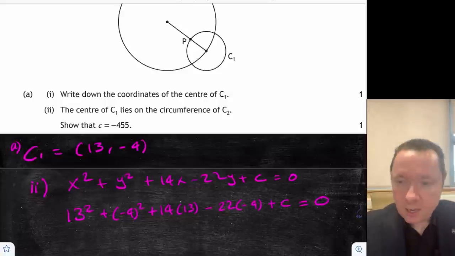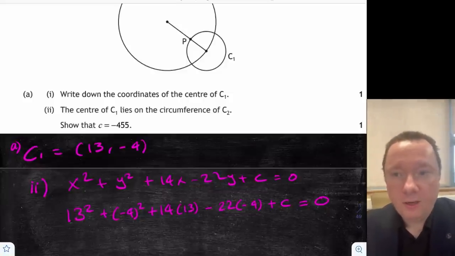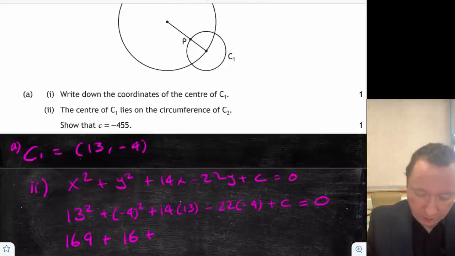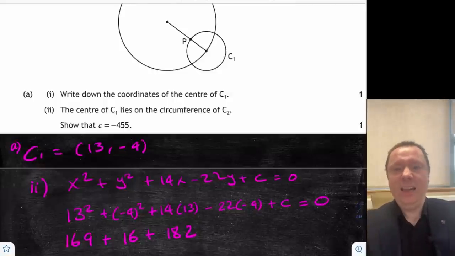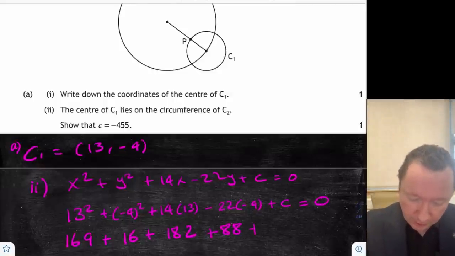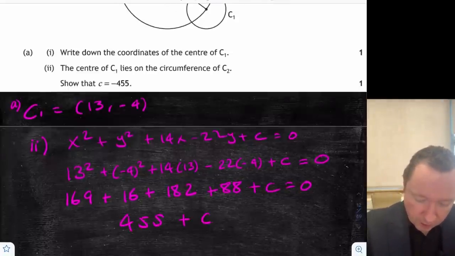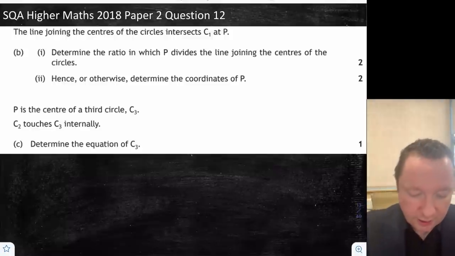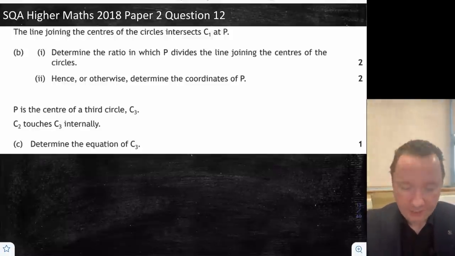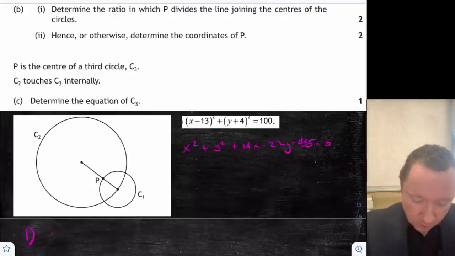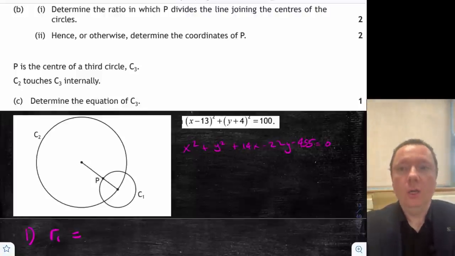equals 0. Bit of maths to do, but this was a calculator paper, so you just get your calculator out and work it out. You get 169 plus 16 plus 182 plus 88 plus C equals 0. Adding up all the numbers, you get 455 plus C equals 0, and therefore C is negative 455 as required. Okay, part B says the line joining the centres of the circles intersects C1 at point P. Determine the ratio in which P divides the line joining the centres of the circle, and then find the coordinates of P. So the radius of C1, we already know, is equal to 10.